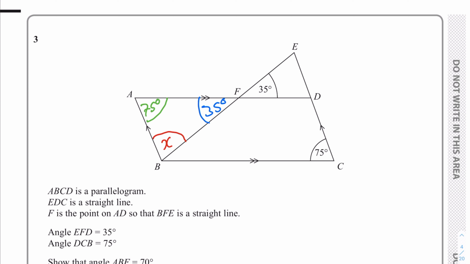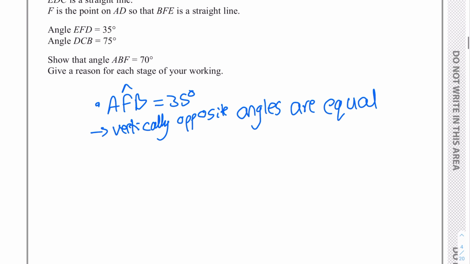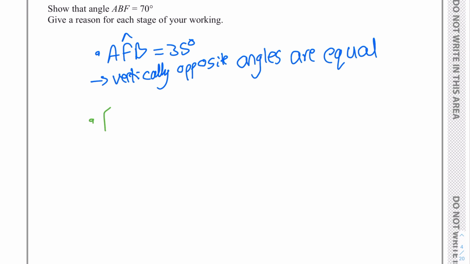And like I said before, that is not enough to get the full mark. So what we have to do is say why it is. And the reason for that is because opposite angles in a parallelogram are equal. So that angle is BAF. Let's write our result. So like I said, angle BAF, put the arrow where the angle is, equal to 75 degrees, and then let me give the reason.